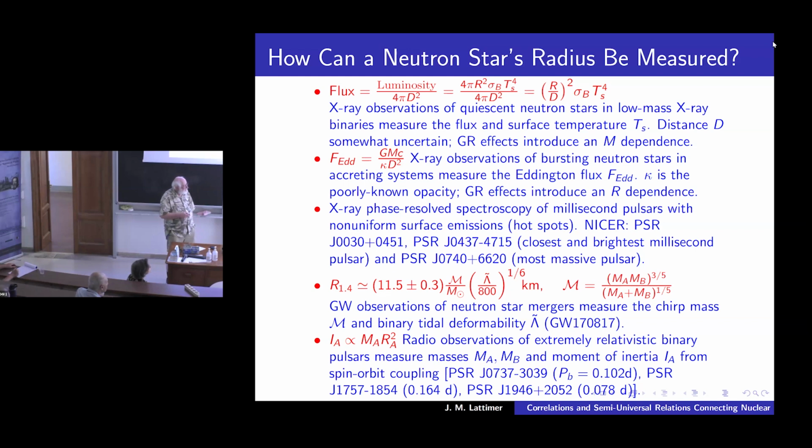Now, general relativity introduces a mass dependence into this result. So what we can actually get is a measurement of radius and mass in combination.